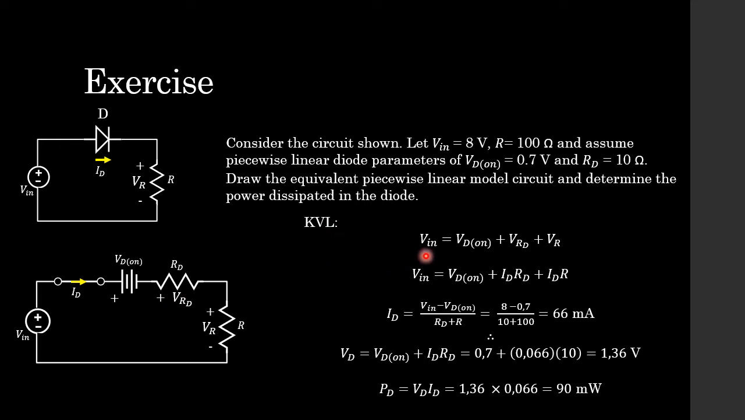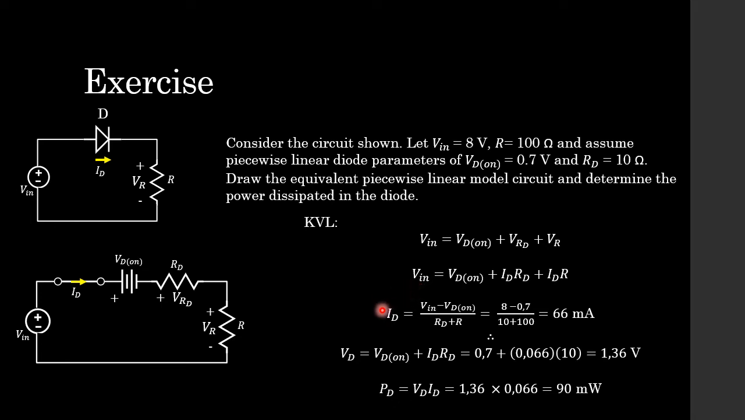So from KVL we get our first equation. Input voltage is equal to the diode on voltage plus the voltage dissipated across the diode resistance plus the voltage dissipated across the resistor. If we take this a step further, we replace this with Ohm's law. So we get our diode current multiplied by our diode resistance, diode current multiplied by our resistor's resistance. VD on and V in stay the same.